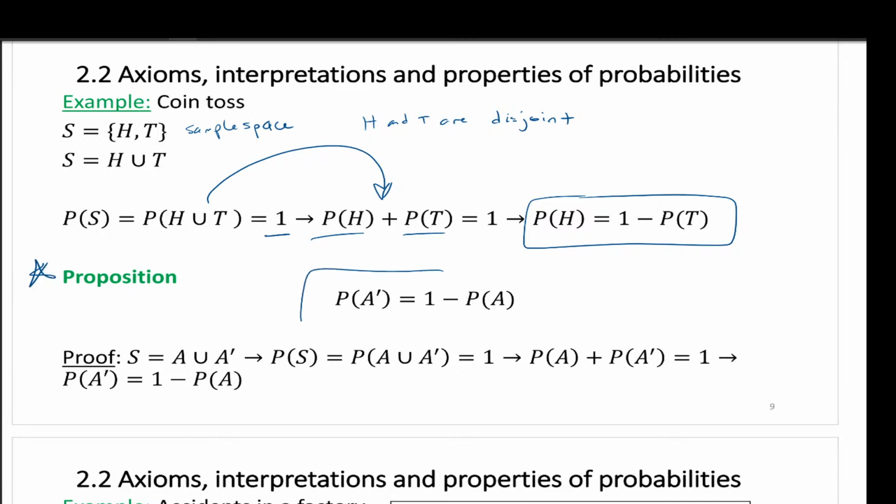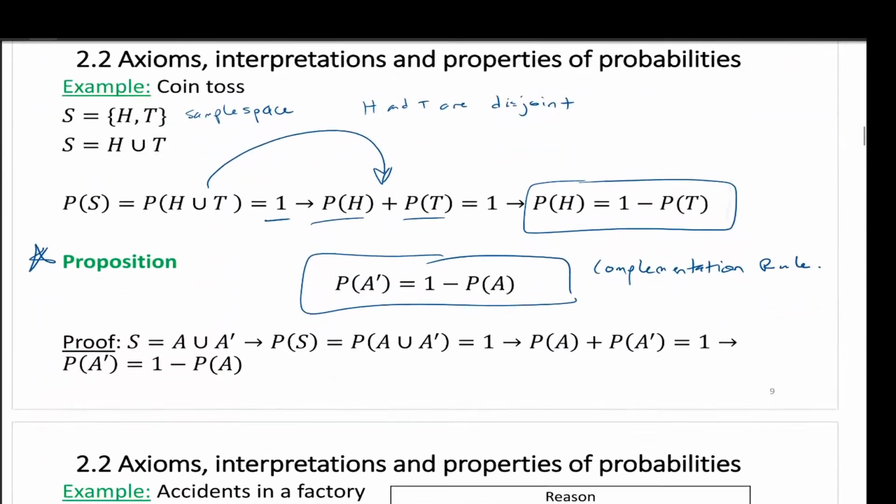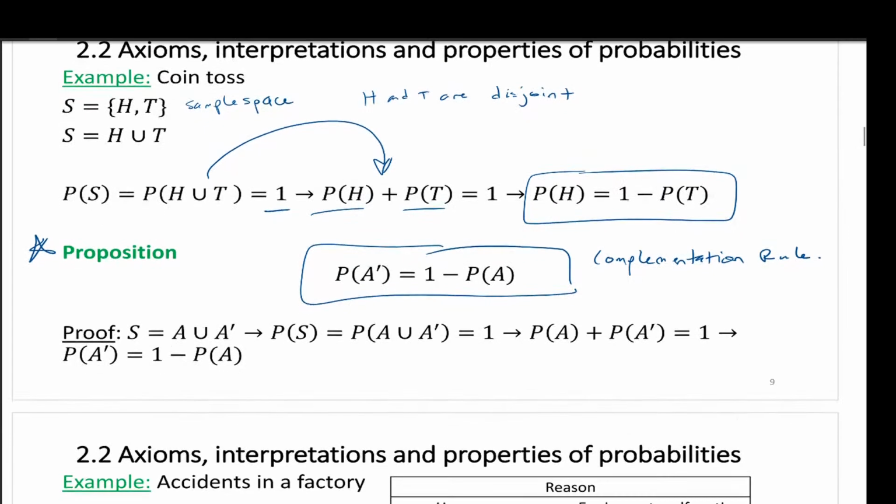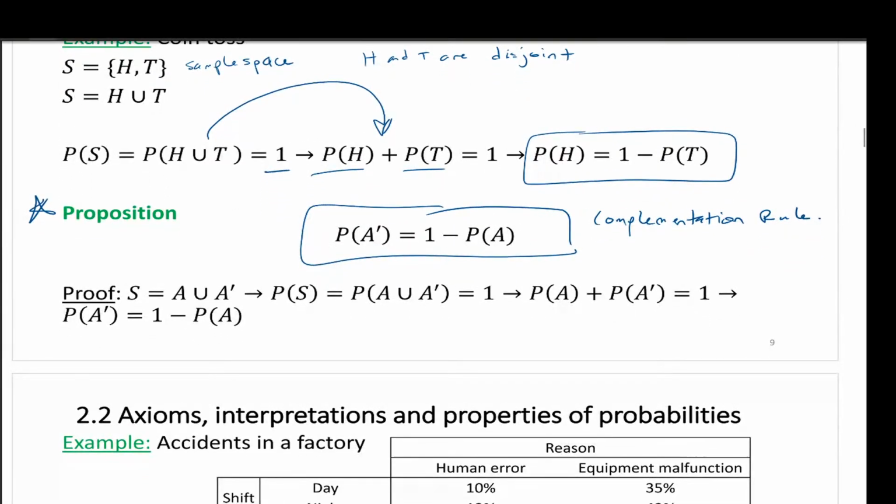It's what we call the complementation rule. And the complementation rule says the probability of the complement is 1 minus the probability of the original event. So you say, okay, what's the probability of getting tails? Well, it's 1 minus the probability of getting heads. And the proof is very similar. We're not going to go through the proof. It's very similar to the computation we did in the example. But it's called the complementation rule.